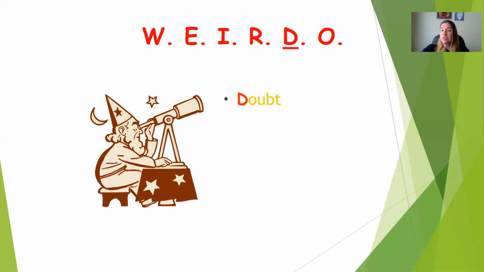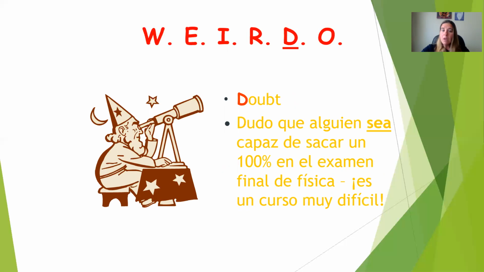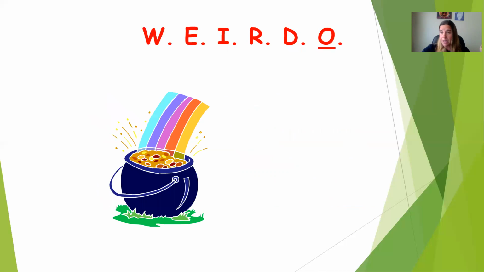The D stands for doubt. Dudo que, I doubt that, alguien sea capaz de sacar un 100% en el examen final de física. Es un curso muy difícil. I doubt this. No creo que, I don't believe that. That's any element of doubt.